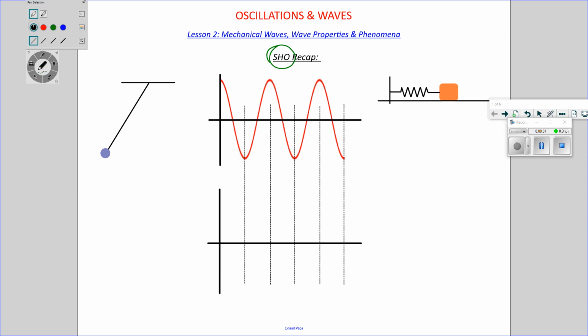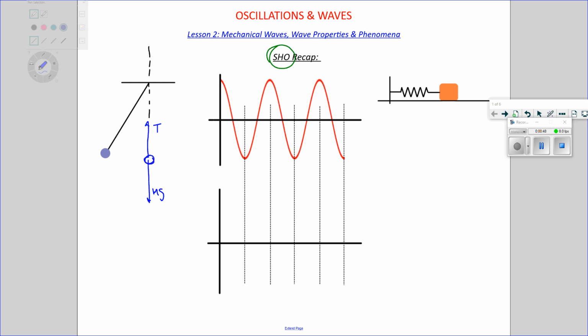All right, here's a pendulum. A pendulum has an equilibrium position, where this pendulum bob sits here. Sorry, there are two forces acting on it, T and mg, tension and weight.